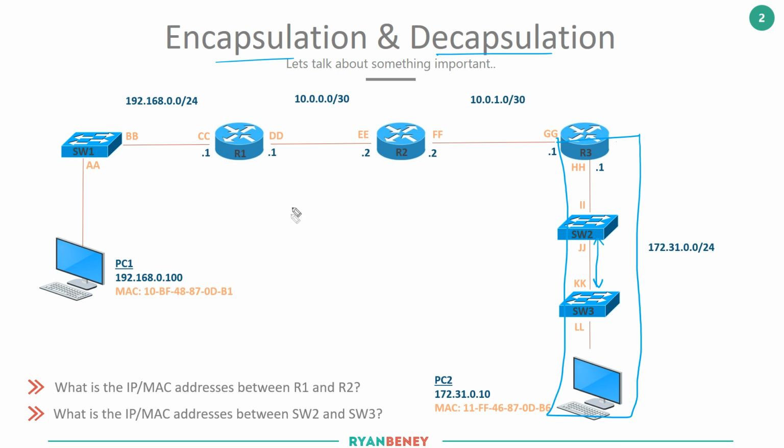We know that the initial IP would be the same IP, so the source will be PC1, the destination will be PC2, so there's our IPs, and the MAC addresses will be the router 3 MAC address of HH and the destination PC2 MAC address highlighted just down here. So that's the answer to those two questions.